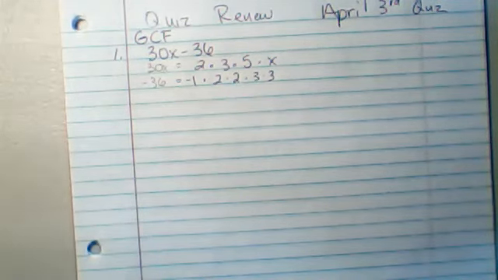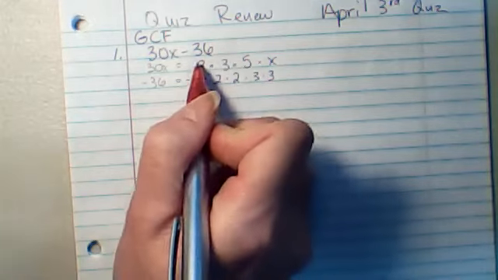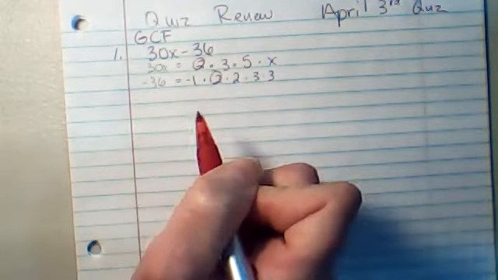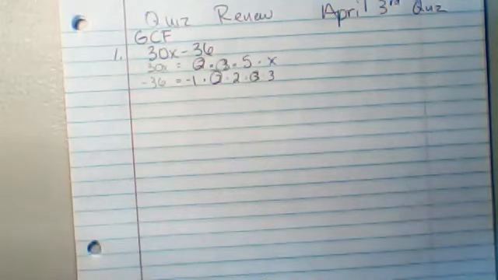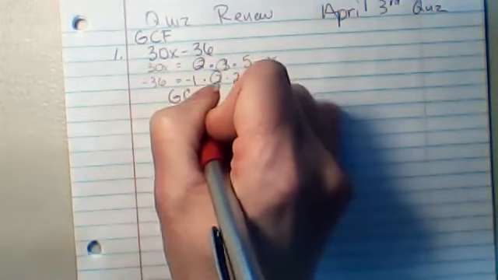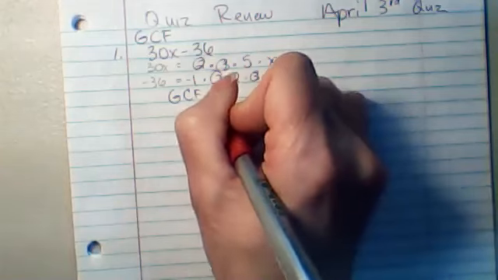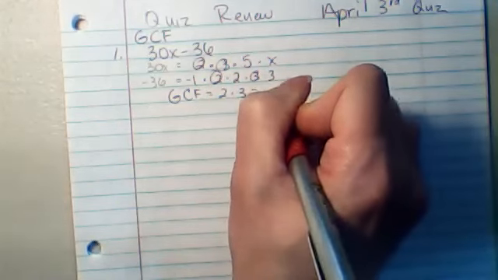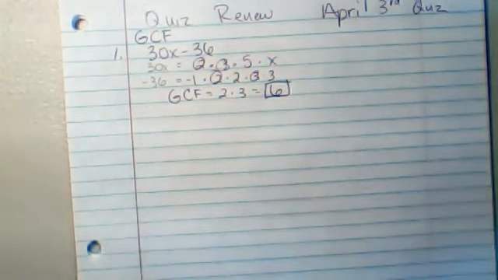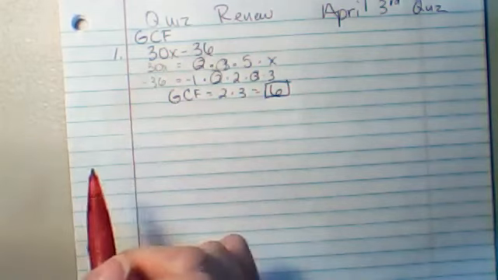Now I'm going to circle what I have in common between the two. Got a 2 up here and a 2 down there. Got a 3 up here and a 3 down there. So for my greatest common factor, I've got a 2 times 3. And we're going to multiply that together to find our greatest common factor for these terms is 6.